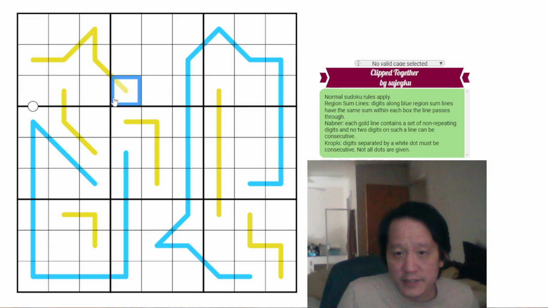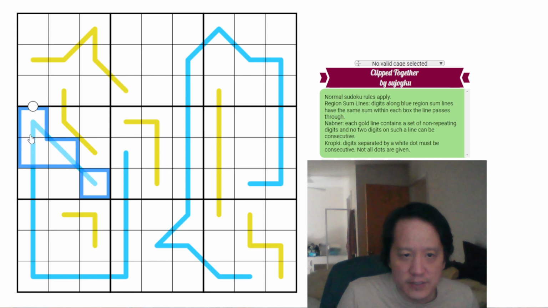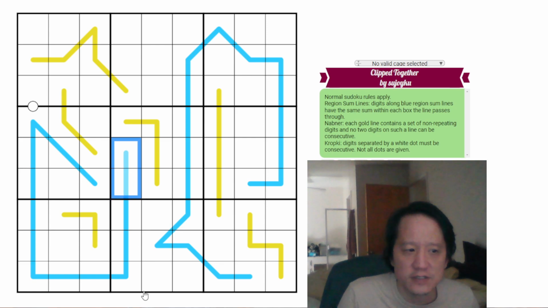Region sum lines. Digits along the blue region sum lines have the same sum within each box the line passes through. So basically that means these 5 digits equals the same as these 5 digits, equals the same as these 3 digits, which equals the same as these 2 digits. And that should give you some information.